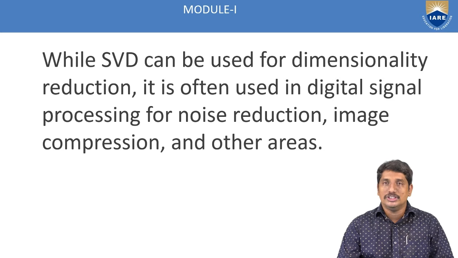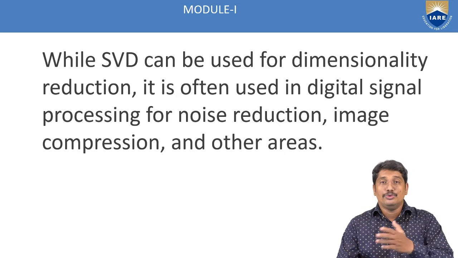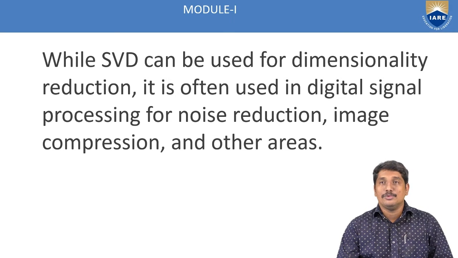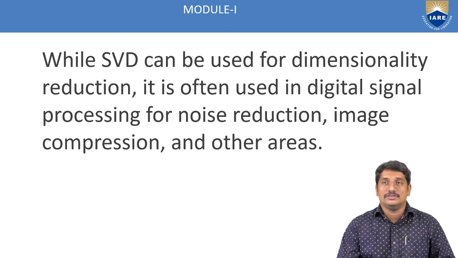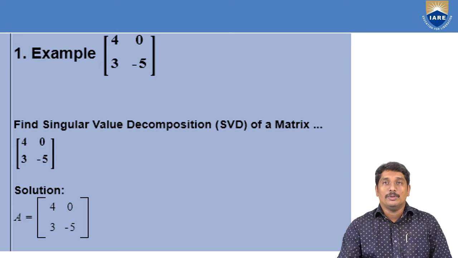It is often used in digital signal processing for noise reduction, image compression, and other areas. Even to reduce the noise in the communication channel, you can use SVD. Similarly, image compression also will use SVD. Now we are going to a problem.